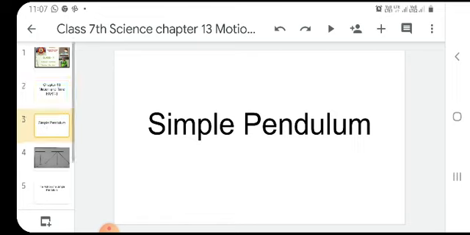What is the simple pendulum? Dear students, a simple pendulum consists of a small metallic ball called a bob, which is suspended by a long and non-extensible thread from a rigid stand or support so that it can swing freely about its point of suspension.